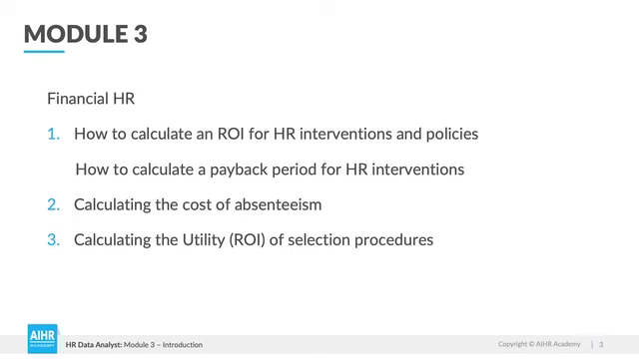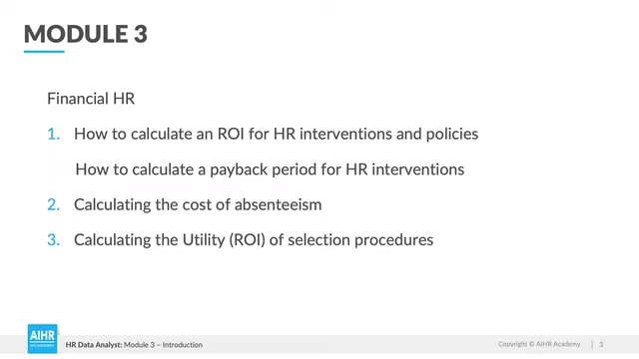In this module we're going to talk about financial HR. In the first lesson we'll look at how to calculate a return on investment for HR interventions and policies. We'll also look at how to calculate a payback period, because sometimes you can have an intervention with a positive return on investment that will pay itself back, but it can take years and years before it does, and that's why we also look at the payback period in that same lesson.